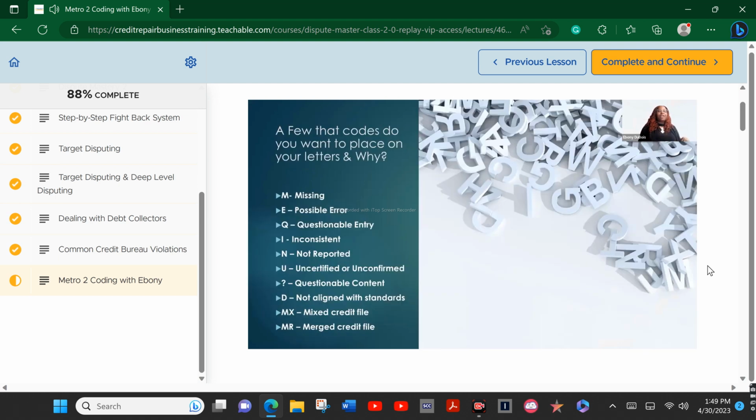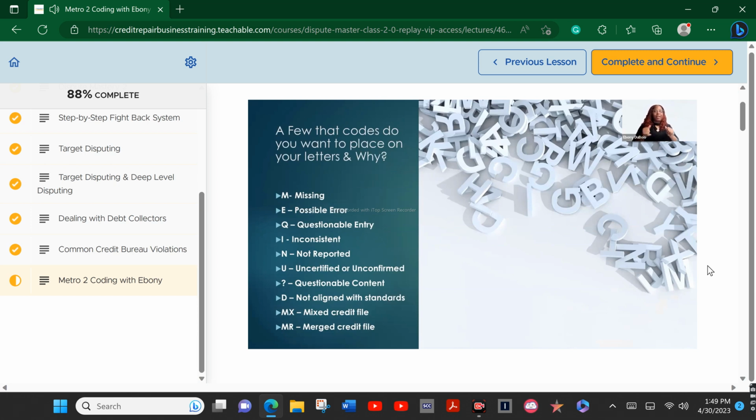All right, let's talk about some coding. Coding that you find on letters, and why. You'll find the letters M for missing, E for possible error, Q for questionable entry, I for inconsistent. Someone in the chat during the last class asked if the account number was truncated differently.